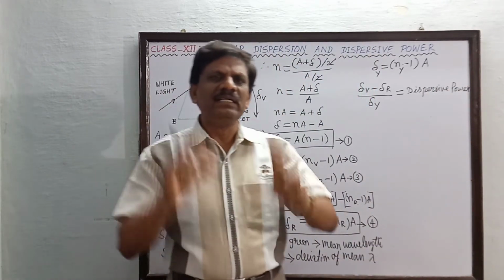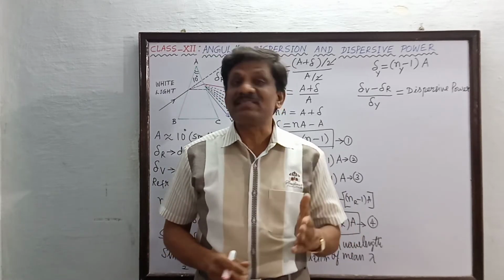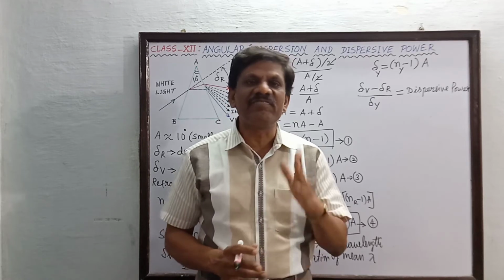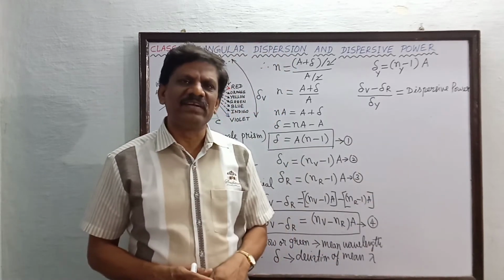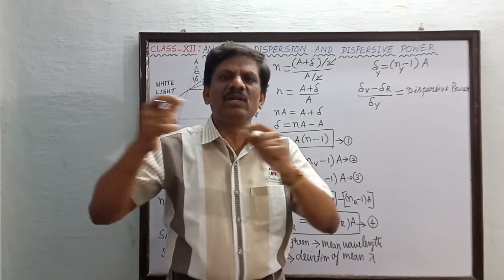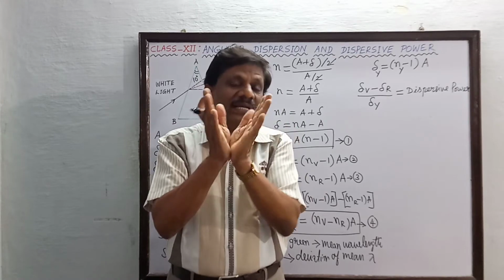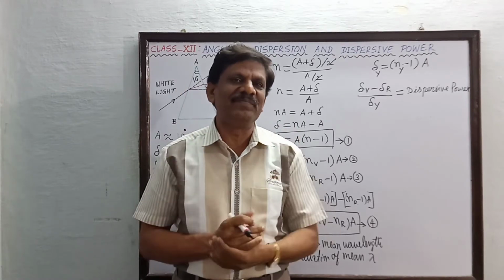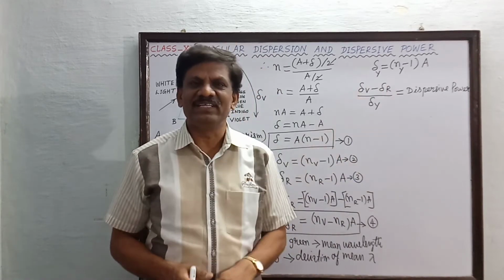Now, different prisms are available. The prism may be made up of Pyrex glass or crown glass or flint glass. The refractive index for these different glasses are different. When the same white light is allowed to pass through different prisms, the ability to split the white light into 7 colors will not be the same. It depends upon a quality which is called dispersive power.